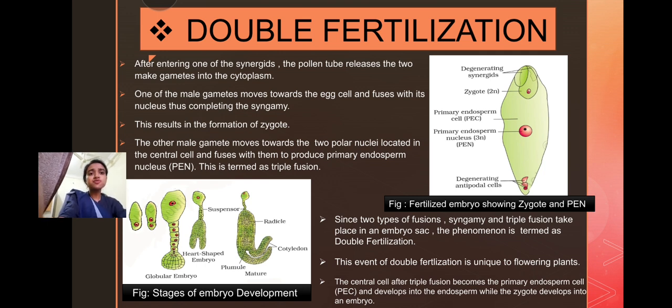This is termed triple fusion. Since two types of fusions, syngamy and triple fusion, take place in an embryo sac, this phenomenon is known as double fertilization. Now, this event of double fertilization is unique to flowering plants. The central cell after triple fusion becomes the primary endosperm cell, that is PEC, and develops into the endosperm while the zygote develops into an embryo.